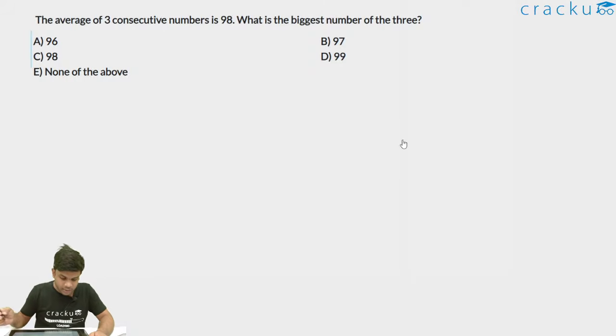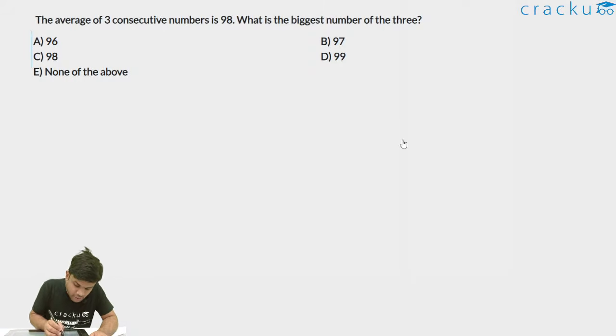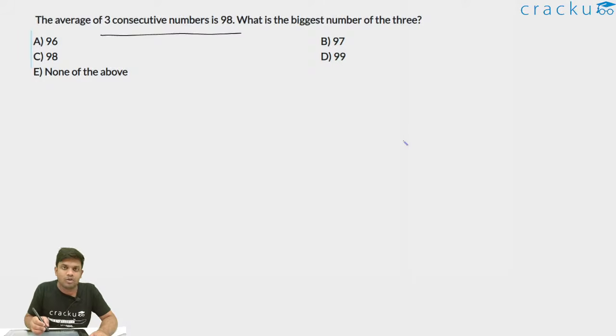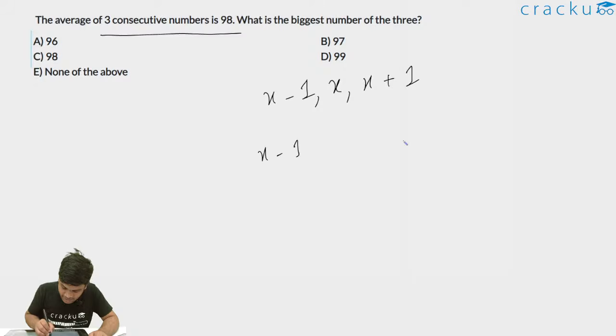Okay, so let's look at it. The question is the average of three consecutive numbers is 98. So let the three consecutive numbers be x minus 1, x and x plus 1. Now to find the average of the three consecutive numbers, we have to find the sum of the three consecutive numbers. So the sum of these three will be x minus 1 plus x plus x plus 1, which is equal to 3x.